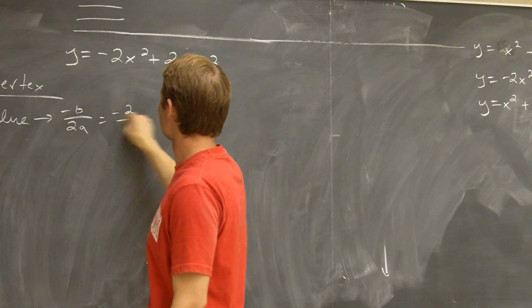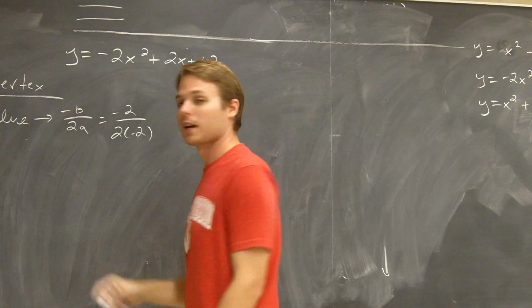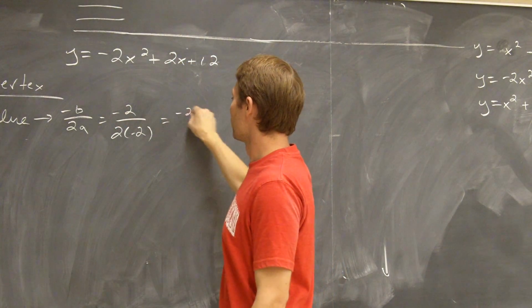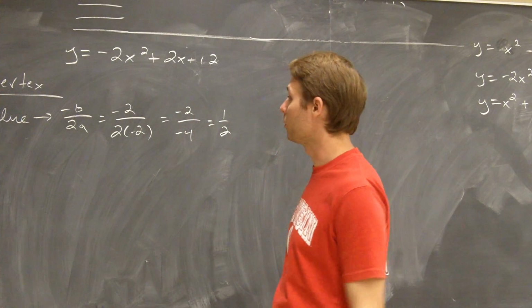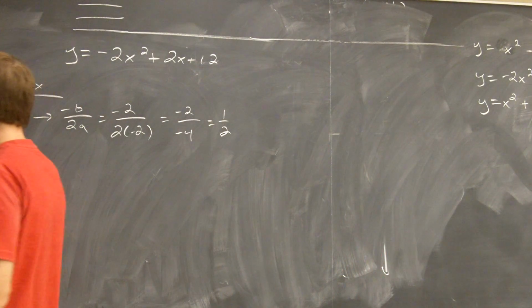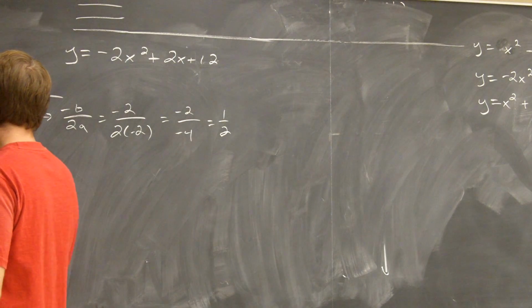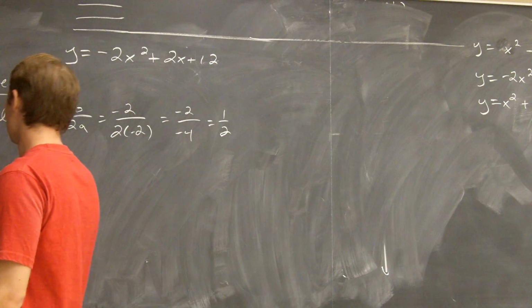So this will be negative 2 over 2 times negative 2. So negative 2 over negative 4, or 1/2. So that's the x value of our vertex. We can find the y value of the vertex by just plugging this back into the equation.